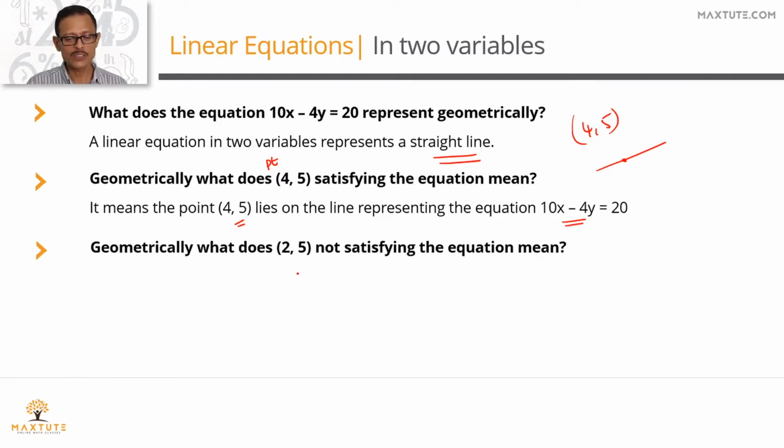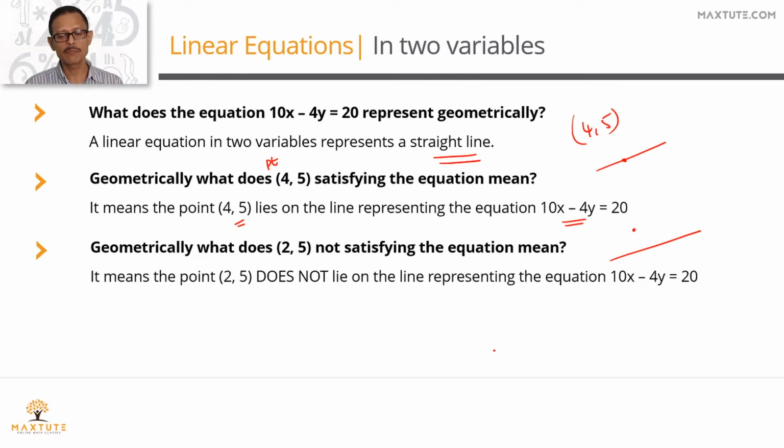What does it mean when we say (2, 5) does not satisfy this equation? It essentially means that if I substitute (2, 5), it is not validating this equation. This is an equation of a straight line. Any point on the straight line will validate the equation of the straight line. So if it is not validating, it's not going to be a point on the line. So (2, 5) does not lie on this line. (4, 5) lies on this line.